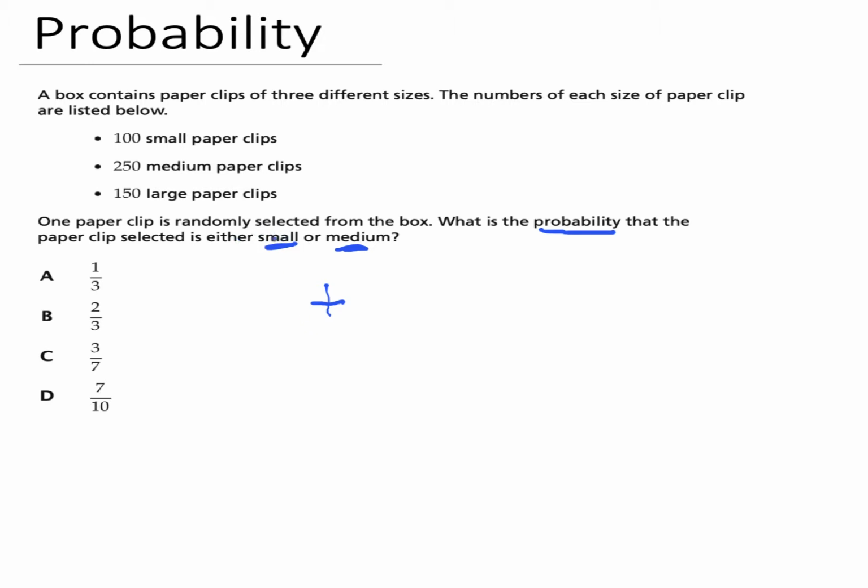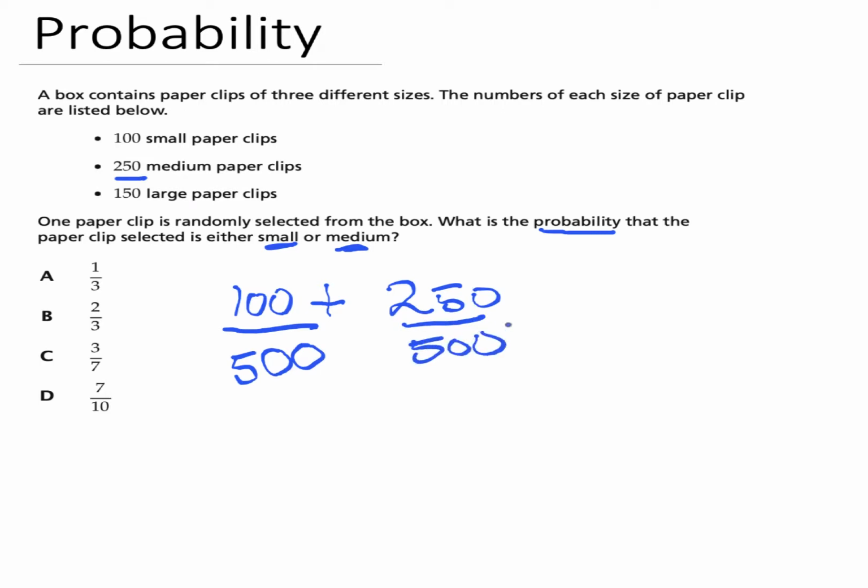If we want the probability of small, the favorable outcome for small is 100 over, and then to find the total, we have to sum this: 0, 5, 10, carry the 1, 2, 3, 4, and that would be 500. So that's 100 over 500. Now for the medium, the favorable outcome would be 250, and we already know the total, which is 500. Because we're adding fractions, the denominators are the same, so we keep that 500, add your numerators, and that gives me 350.